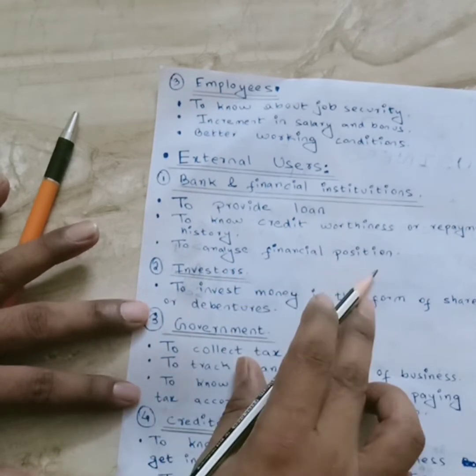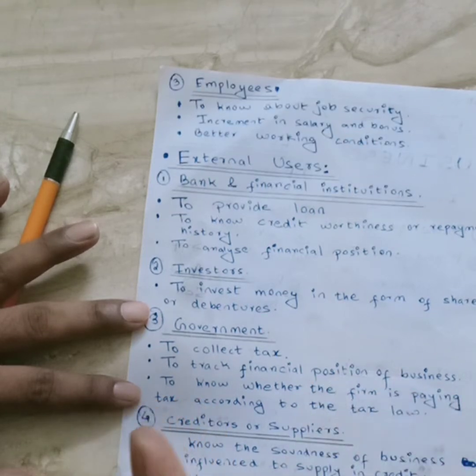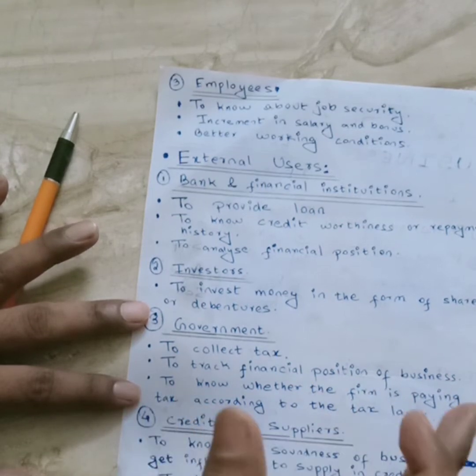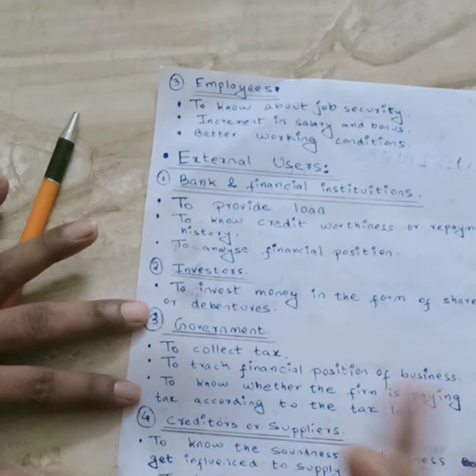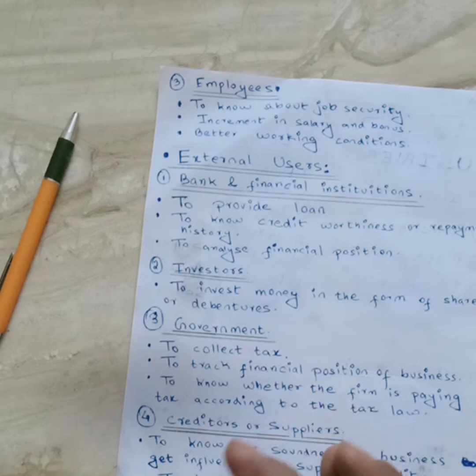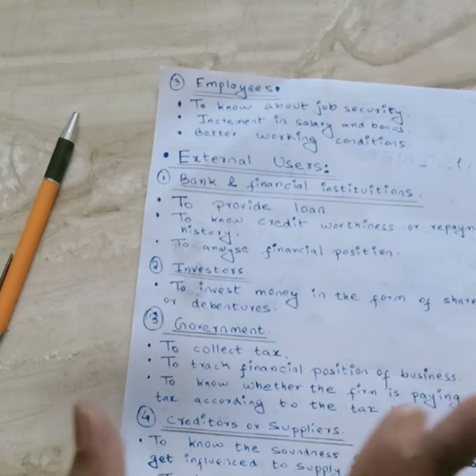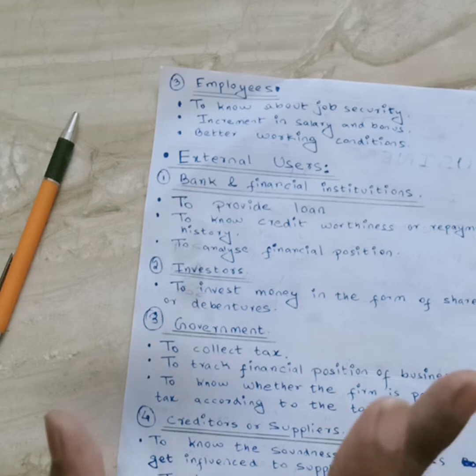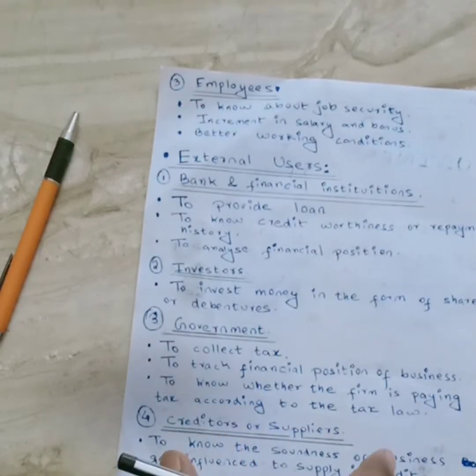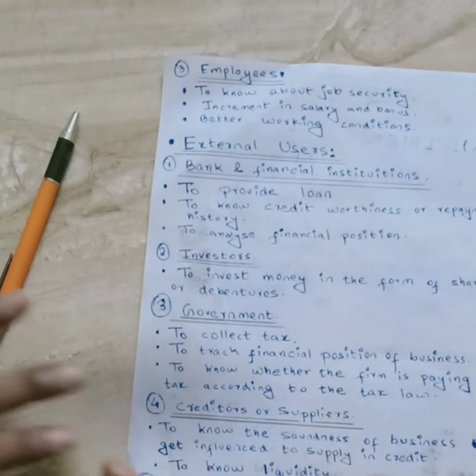To analyze financial position, if the business is in a better financial position, the bank will also get an assurance, and also the bank will get trust in the business that yes, this business has a good financial condition, so the business will return the loan. That's why the bank can give a loan to that business.